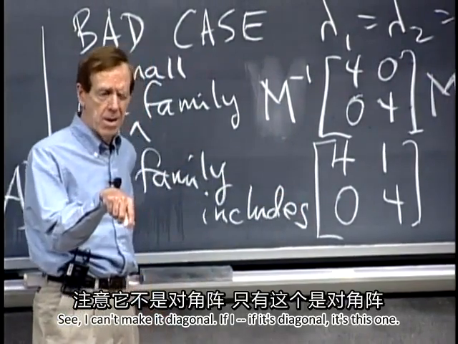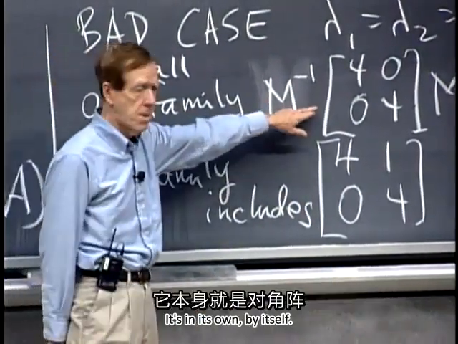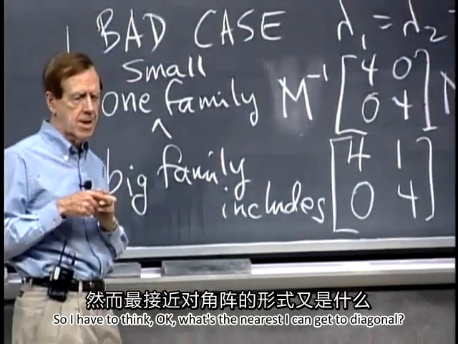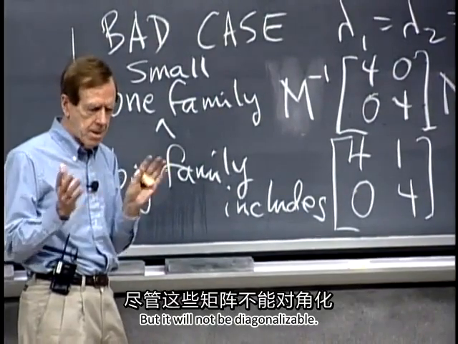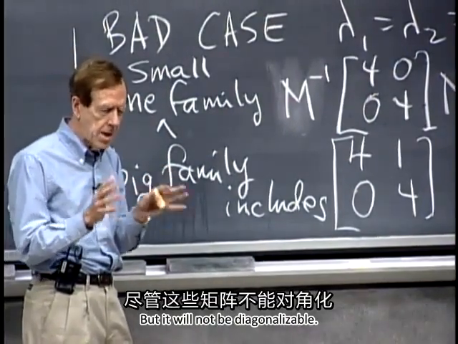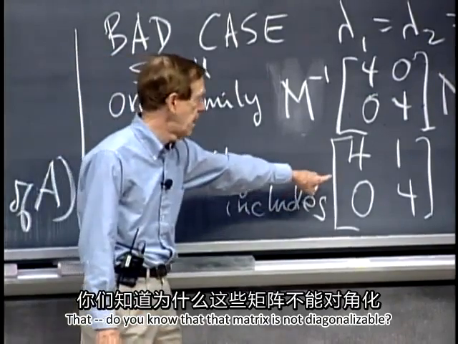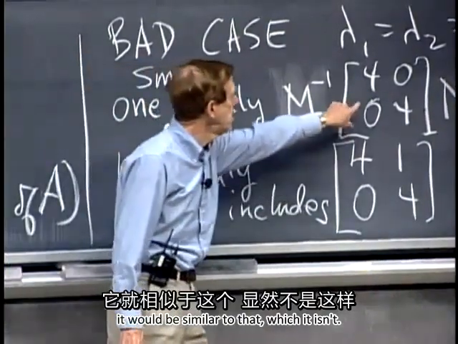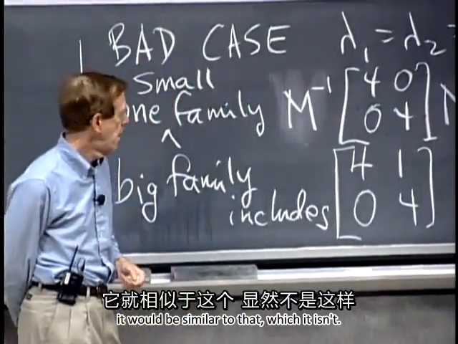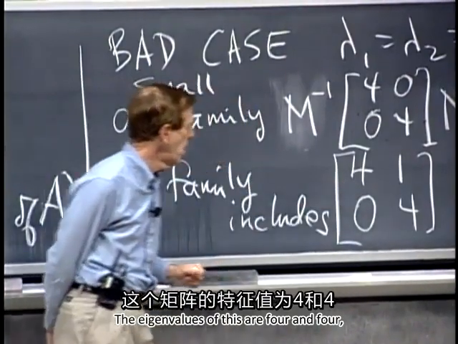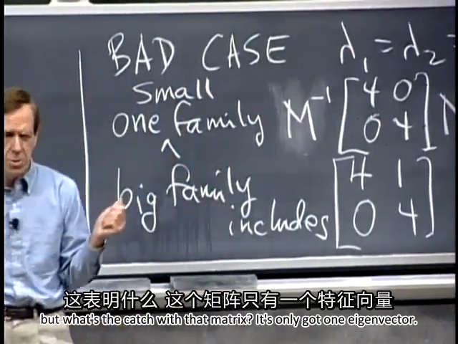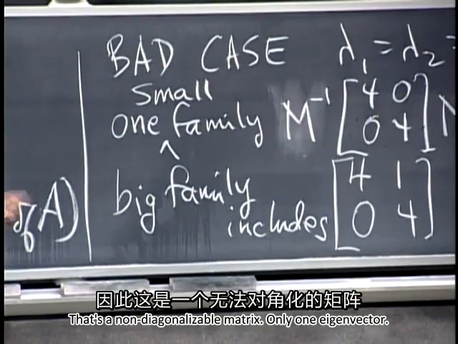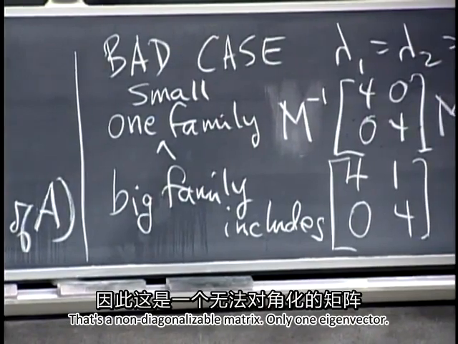See, I can't make it diagonal. If it's diagonal, it's this one. It's in its own family, by itself. So I have to think, okay, what's the nearest I can get to diagonal? But it will not be diagonalizable. Do you know that matrix is not diagonalizable? Of course, because if it was diagonalizable, it would be similar to that, which it isn't. The eigenvalues of this are 4 and 4, but what's the catch with that matrix? It's only got one eigenvector. That's a non-diagonalizable matrix, only one eigenvector.